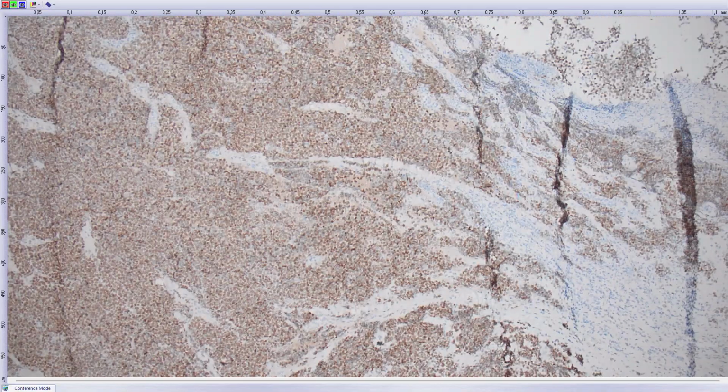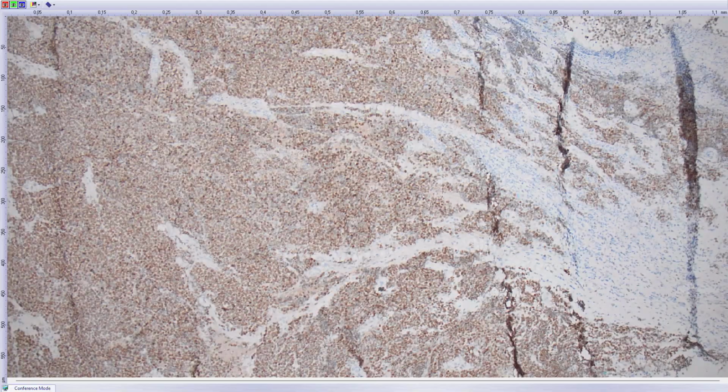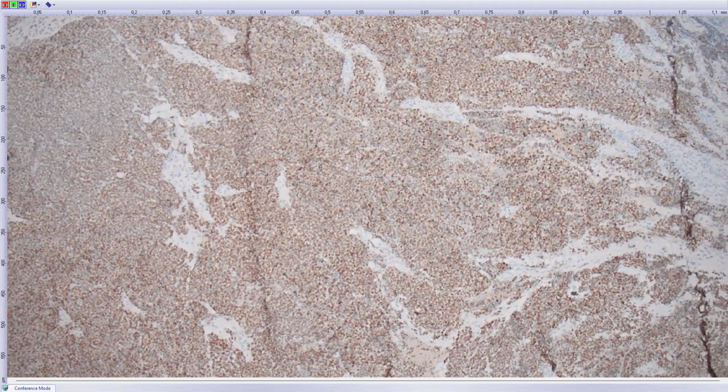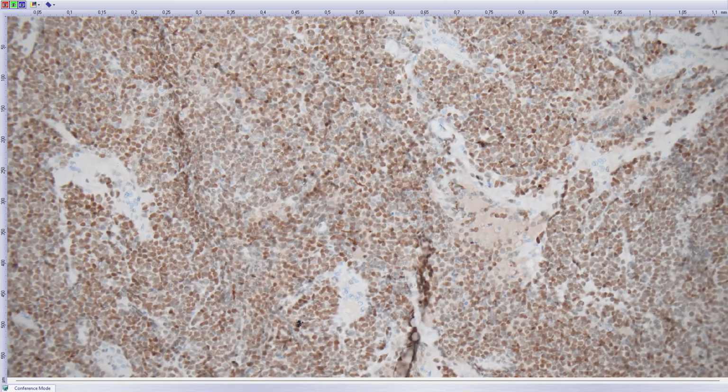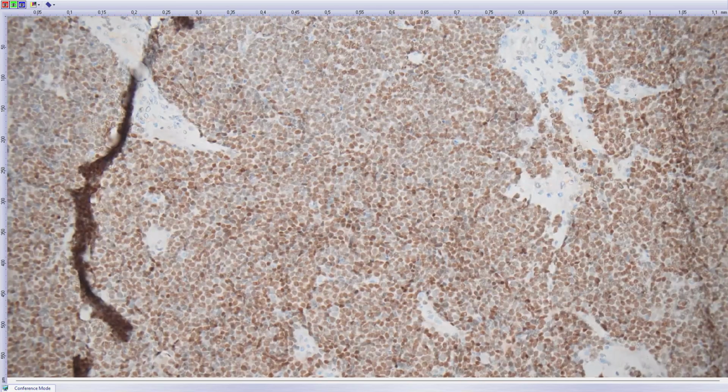Another stain that can be helpful for Merkel cell carcinoma is this one, SATB2. SATB2 stains a lot of things, so it's not 100% specific, but in the context of a small round cell neoplasm in the skin, it can help you to diagnose this tumor. So SATB2 can be helpful. So, Merkel cell carcinoma of the skin.